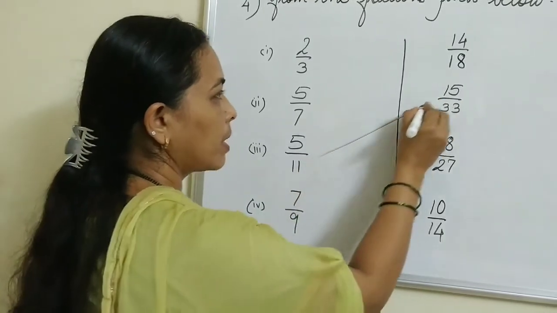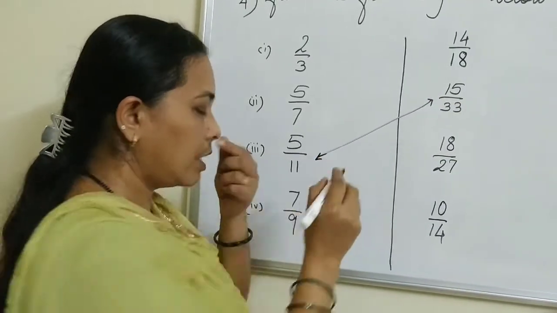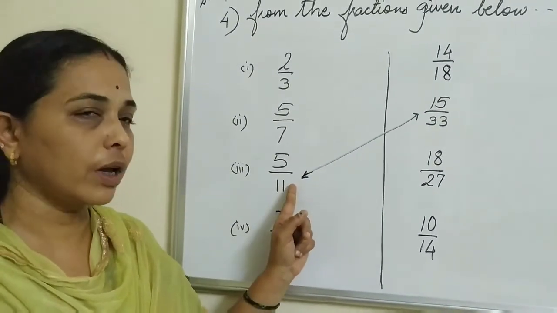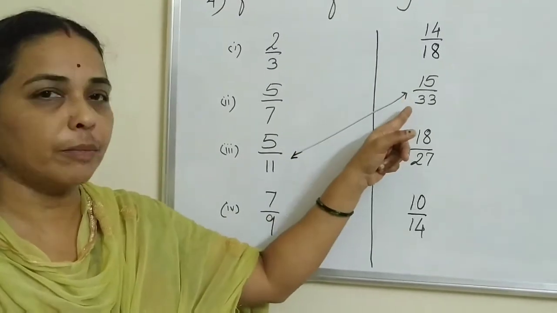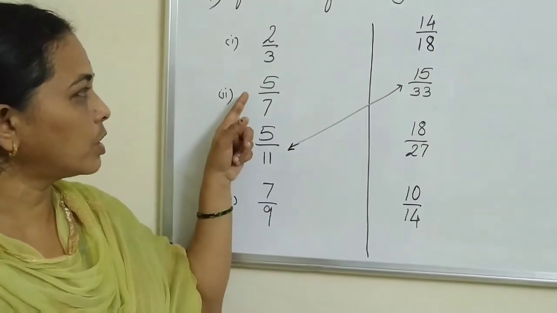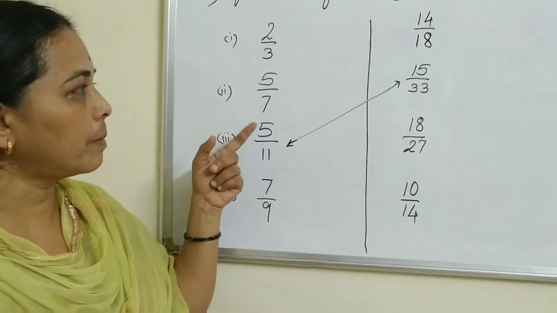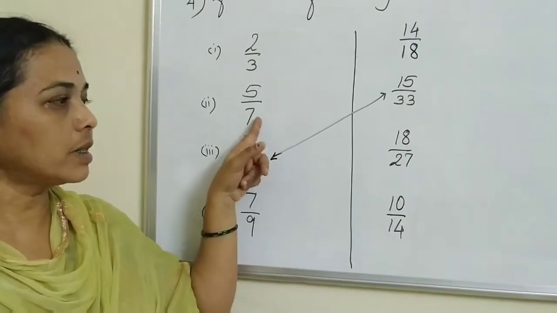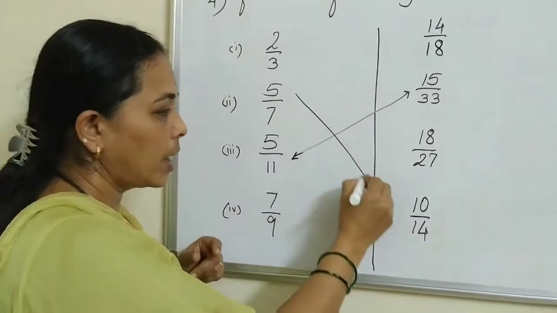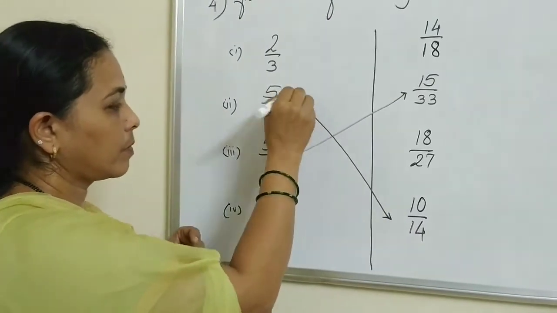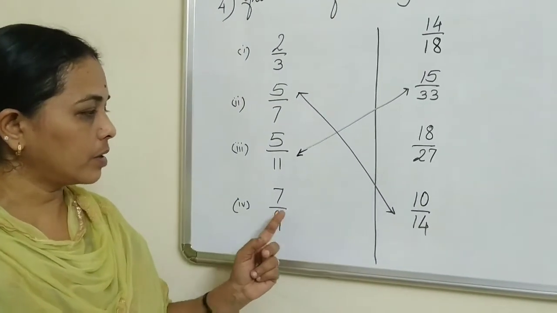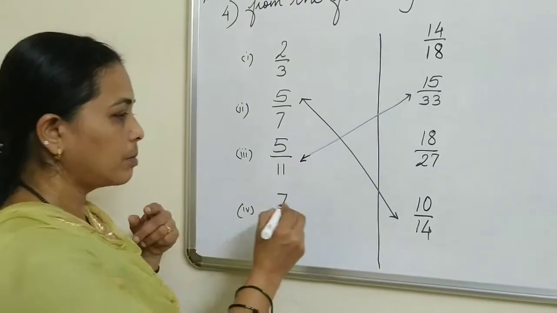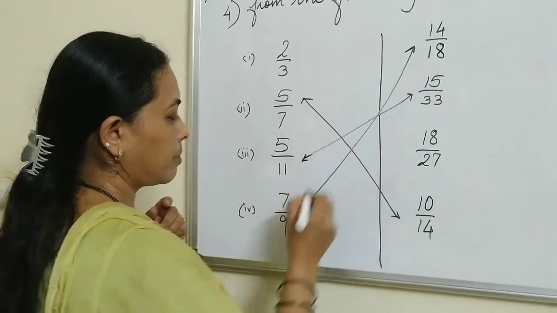So this we can pair. They are equivalent fraction, 5 upon 11 and 15 upon 33. If 5 and 11 you can multiply by 3, you will get 15 upon 33. Next you see 5 upon 7 can be paired by 10 upon 14 because 5 2s are 10 and 7 2s are 14. So we can pair here. 7 upon 9. 7 2s are 14, 9 2s are 18. So we can pair this number 14 upon 18.